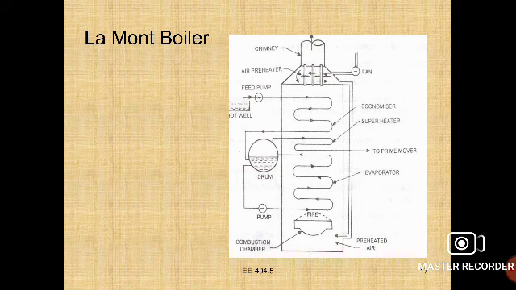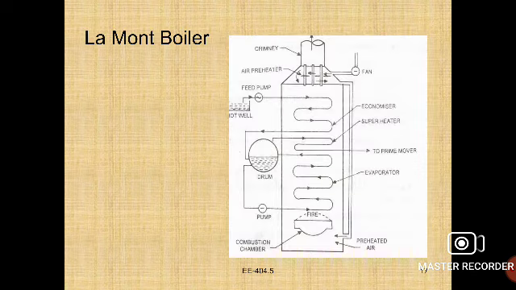The air is preheated by the flue gases. So which air are we sending into the boiler? The air is preheated by the flue gases leaving the chimney. The preheated air improves the combustion efficiency, right? The Lamont boiler is designed to produce 45,000 to 50,000 kg of superheated steam per hour at a pressure of 25 bar and temperature of 500 degrees centigrade, right? So this is the working.